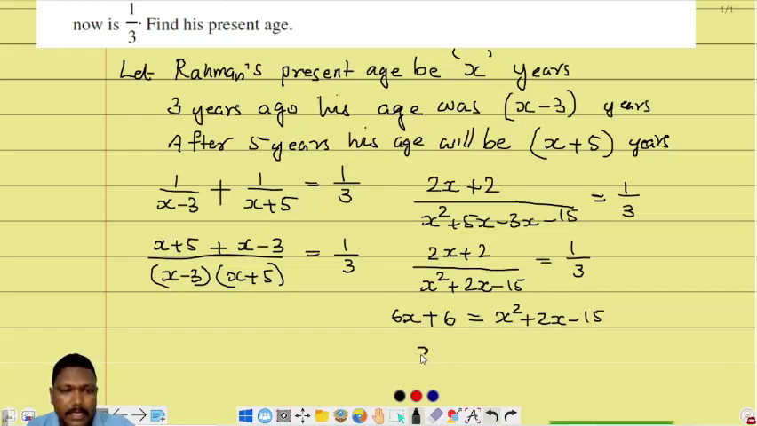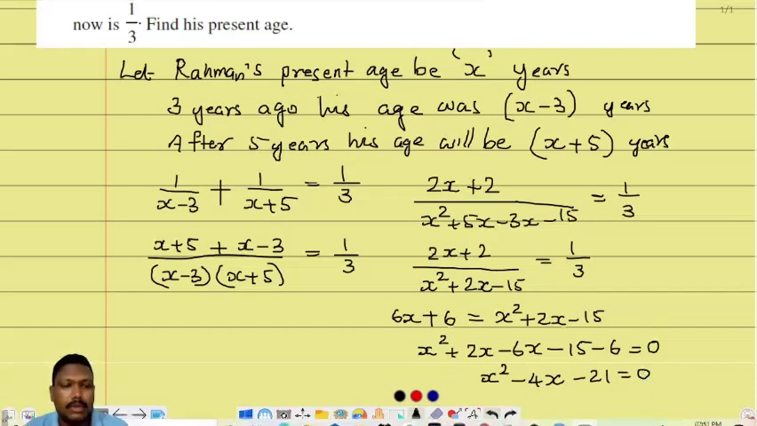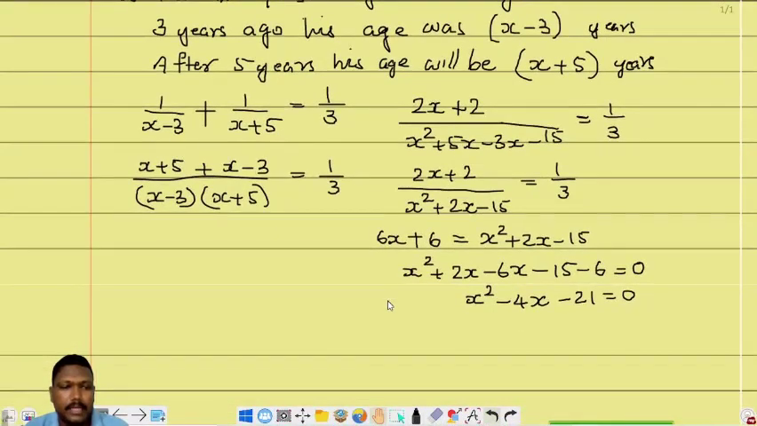That is x square plus 2x minus 6x. Take the 6x to that side, then minus 15 minus 6 is equal to 0. So 2x minus 6x is minus 4x, and minus 15 minus 6 is minus 21, equal to 0. That is x square minus 4x minus 21 equal to 0.